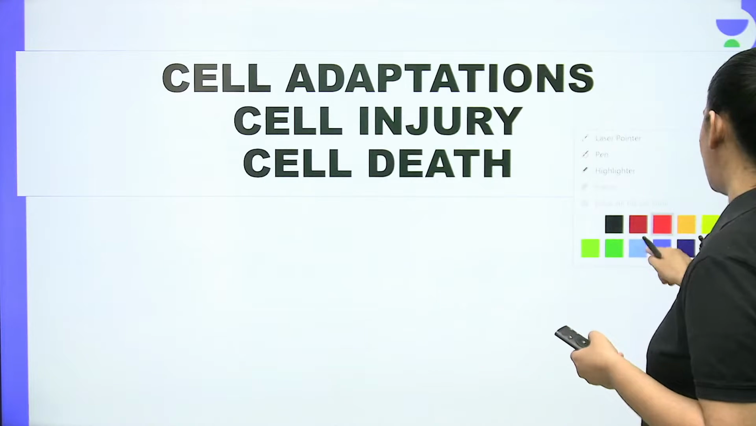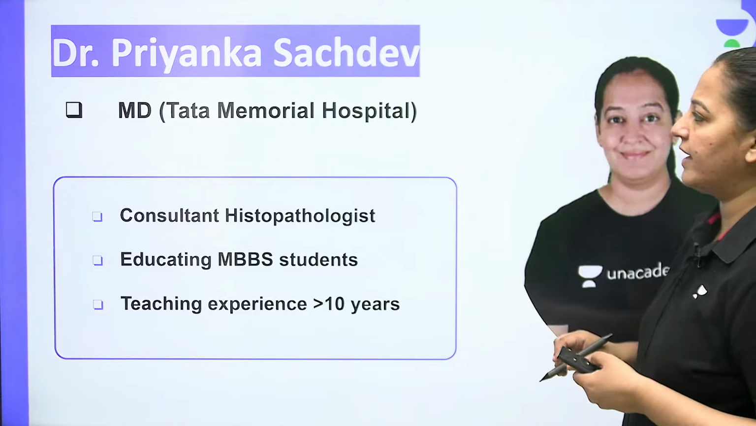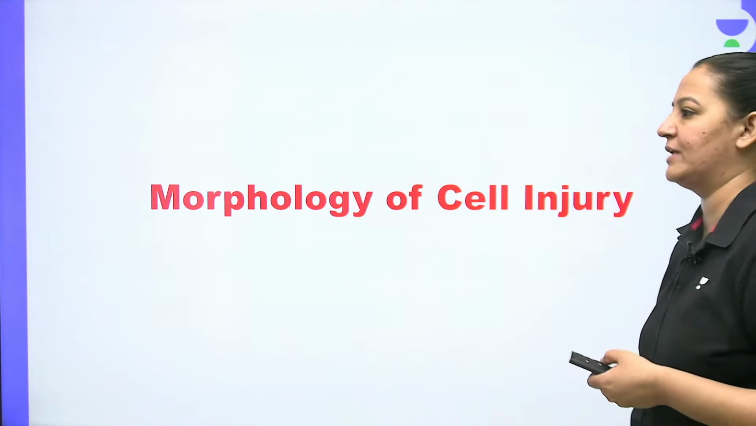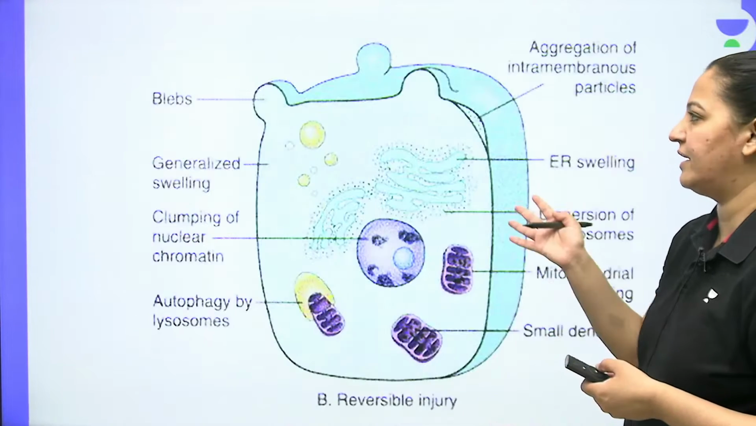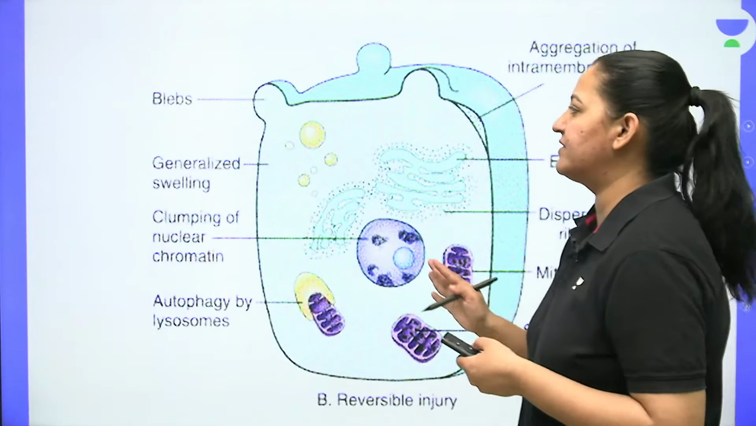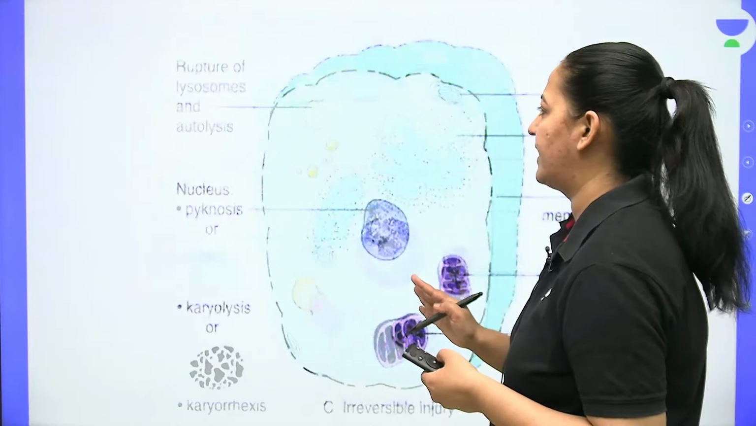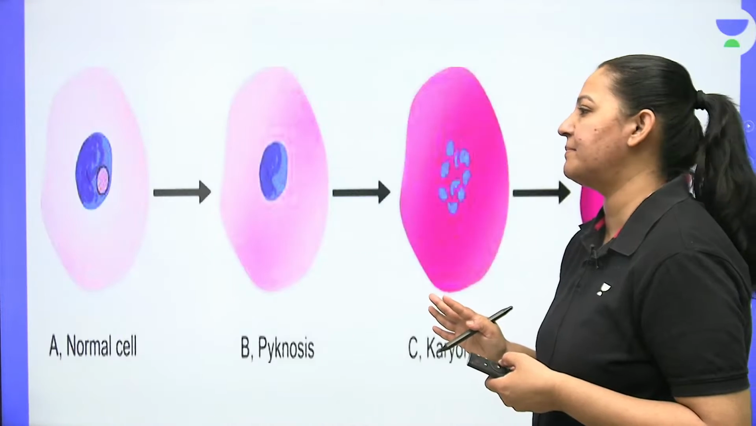After that we have already started the second chapter, cell injury. In cell injury I already taught you the morphology of the cell injury, right? We have studied the morphology of the reversible cell injury and the irreversible cell injury. I taught you the changes in the cell in reversible and irreversible cell injury. We have already understood it, I guess. So now it's time to start the mechanism of cell injury.